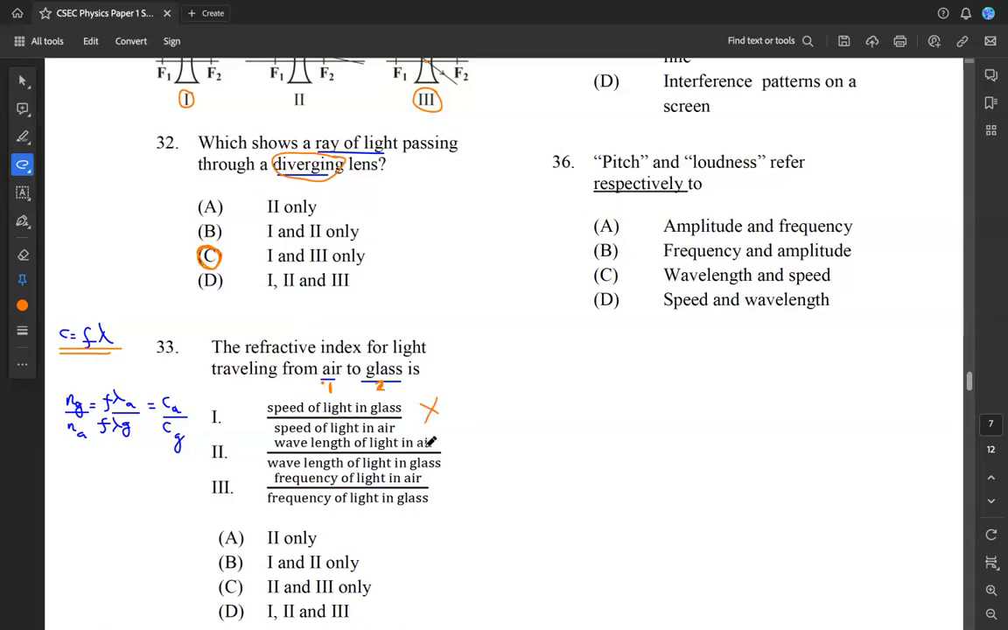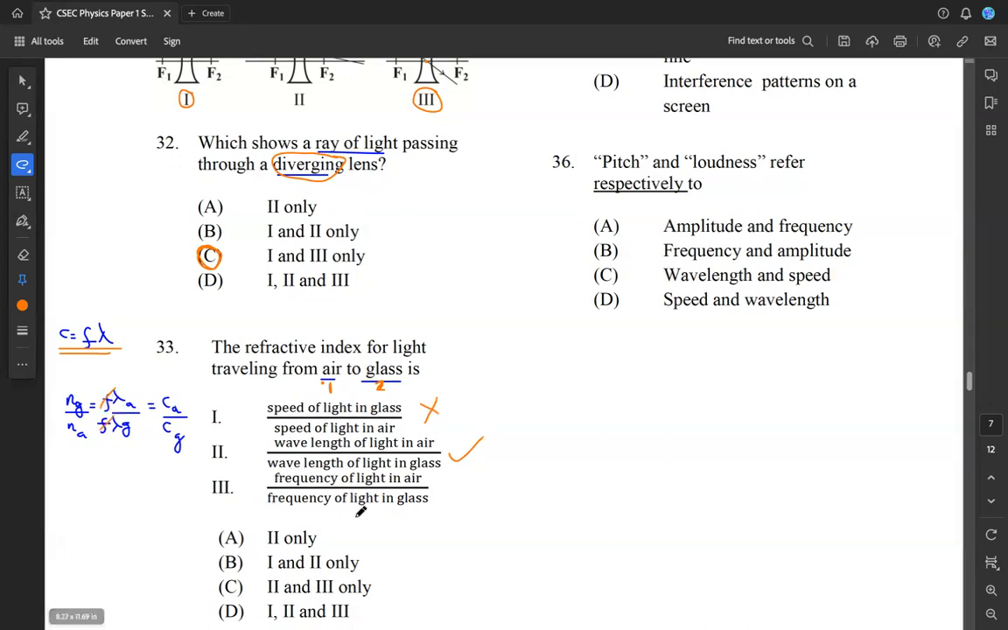Wavelength of light in air over wavelength of light in glass. We see that here, right? We have wavelength of light in air over wavelength of light in glass. So this could work, 2 could work. And then 3 now, frequency of light in air over frequency of light in glass. No, guys, this is 1 because the frequency of light doesn't change based on the medium. It's always going to be the same. And so I could effectively cancel these out. So that goes away to 1.